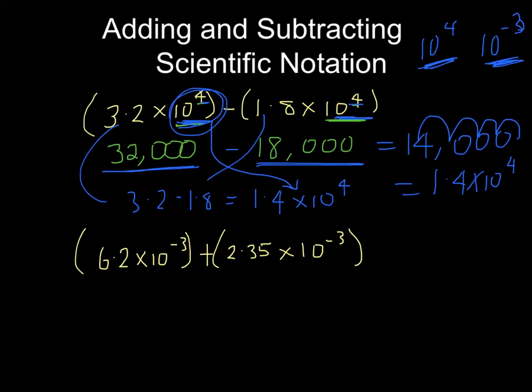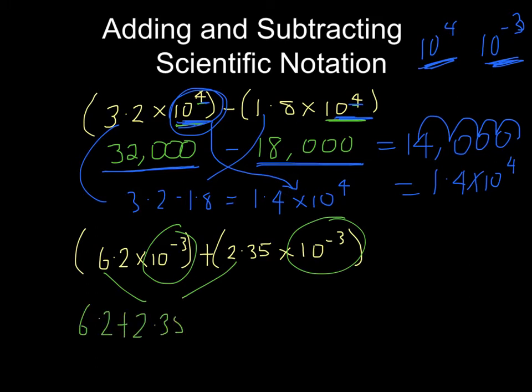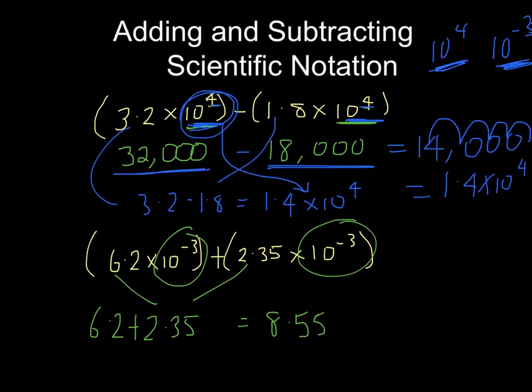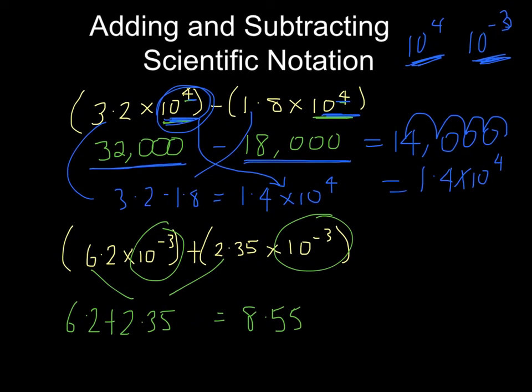Let's apply the same to the second question. You'll see that we have an addition equation and the base and the power are the same. So we can go ahead and this time add. So it's going to be 6.2 plus 2.35. That answer will give us 8.55. And the base and the power stay the exact same, so times by 10 to the power of -3. And that's our answer.